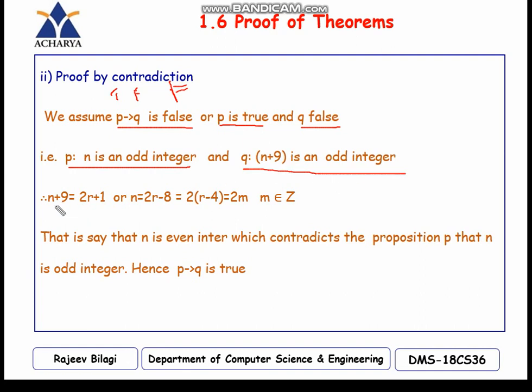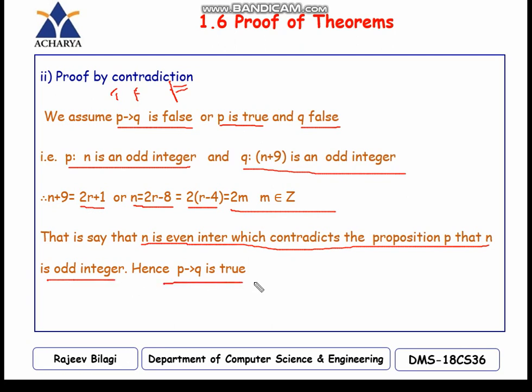So with this, n plus 9 equal to 2r plus 1, and I am getting 2r minus 8, which is equal to 2 times r minus 4, which is equal to 2m, an even integer. So n is an even integer, which contradicts the proposition of P, that n is an odd integer. Whenever there is a contradiction, I will say P then Q is true. This is how you are going to prove any problem using these three methods.